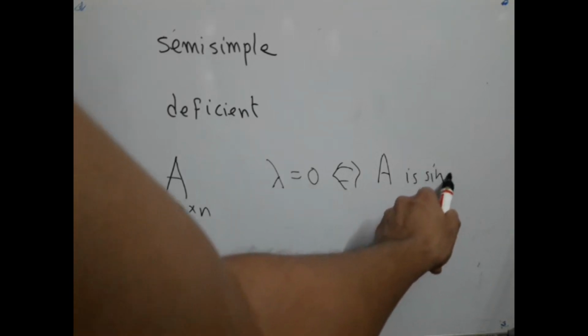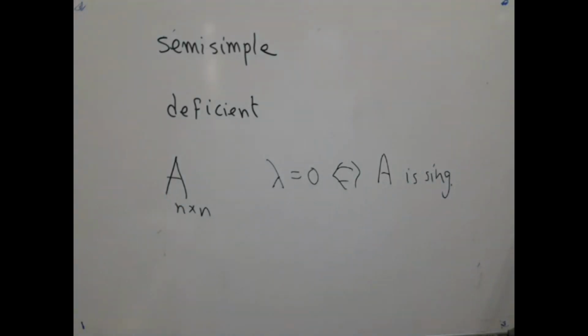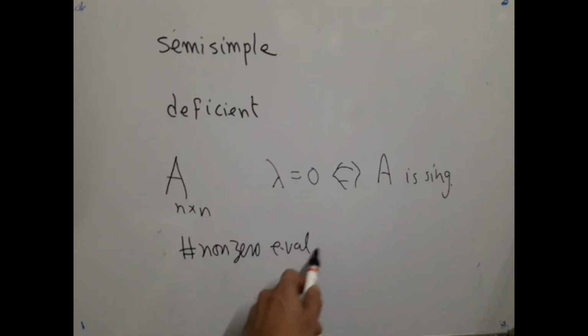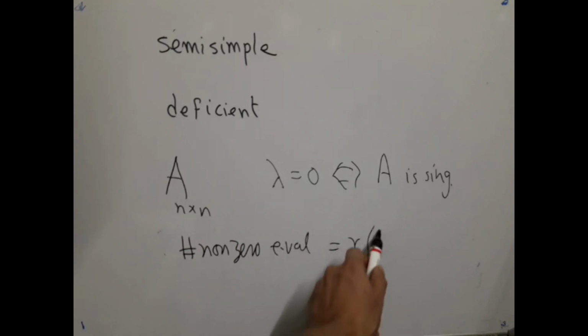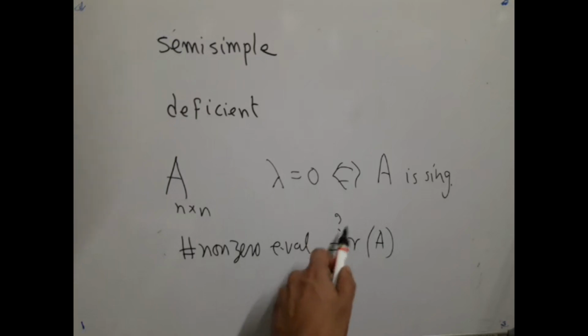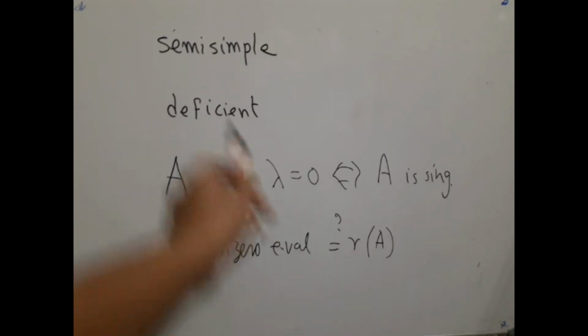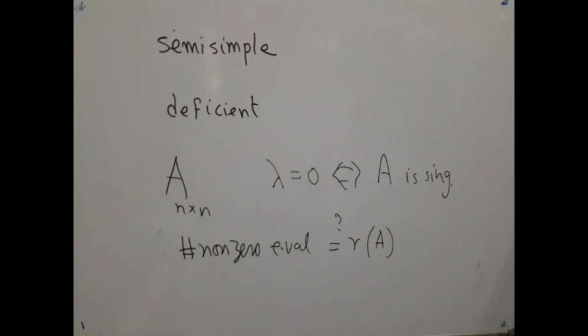And this naturally leads many people to speculate that there's got to be a result which says that the number of non-zero eigenvalues is equal to the rank of A. Is that true? Well, it turns out that this result is not true in general, but it is true in case of semisimple matrices. Now, how do you prove it?